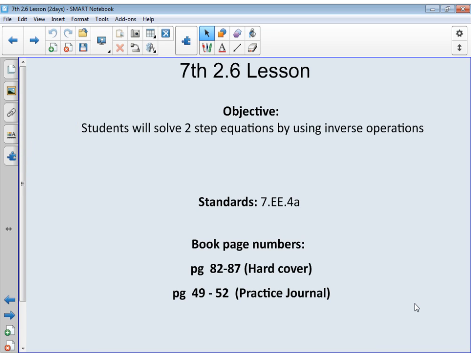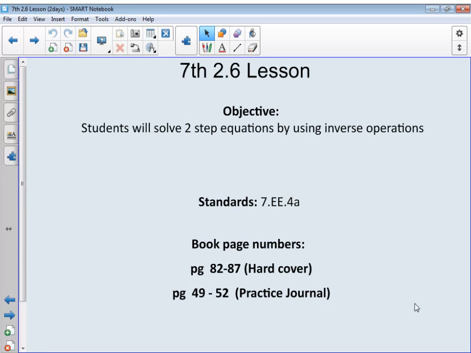Okay, this is 7th grade lesson 2.6. This is actually going to be a 2-day lesson. Our objective is students will solve two-step equations by using inverse operations, and inverse means opposite. The standards covered in this lesson are 7.EE.4a. The page numbers are pages 82 through 87 out of the hardcover book and 49 through 52 out of the practice journal.